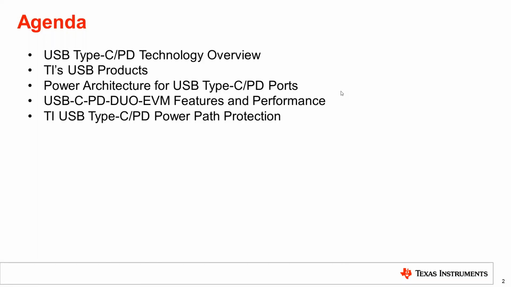So briefly, I'll go through the agenda here of what we're planning to cover in this webinar. Initially, we'll talk through some of the USB Type-C and PD technology. We'll give a brief overview through that. I'll give a quick highlight on TI's USB PD products. Then we'll go into some of the power architectures we use on USB Type-C and PD ports. And then we'll highlight one of our EVMs, which is the USB-C PD Duo EVM. And finally, we'll finish by highlighting TI's USB Type-C PD and power path protection.